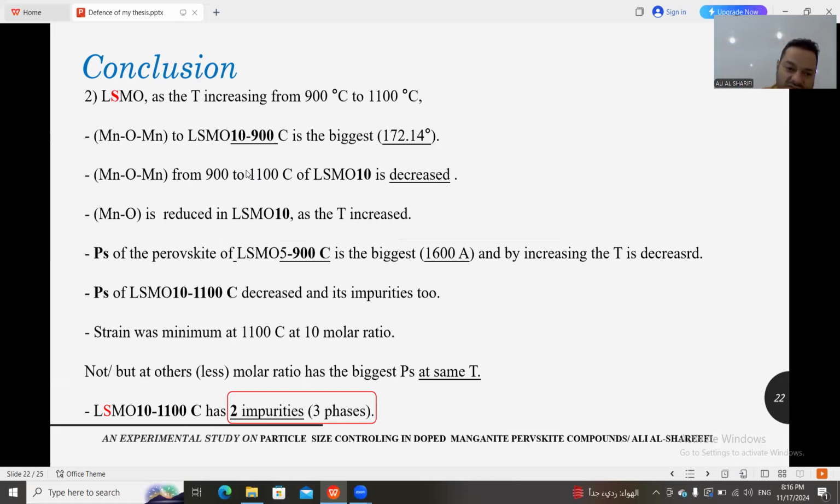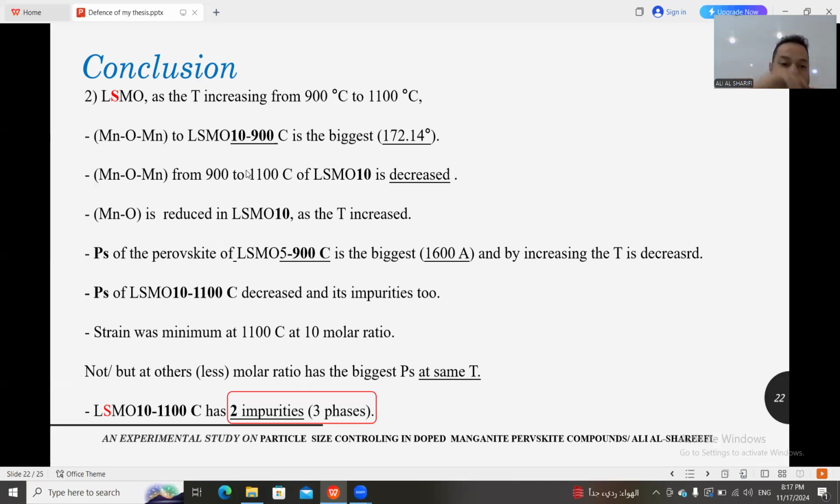Now let's talk about the strontium structure. With strontium as the doping element, the structure is perovskite. As the temperature increased, the angle is increased and is the biggest, but not like the ideal angle at the calcium, sorry. And it decreased a little bit when increasing the temperature. Bond length is reduced in the 10 molar ratio, and that means it's good.